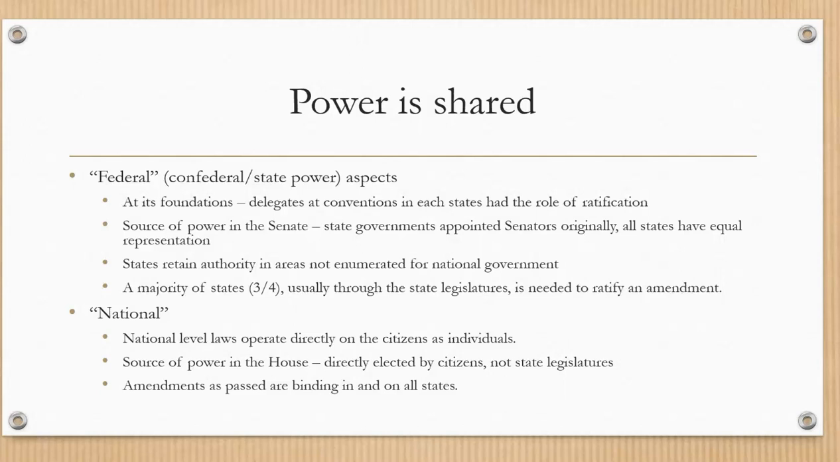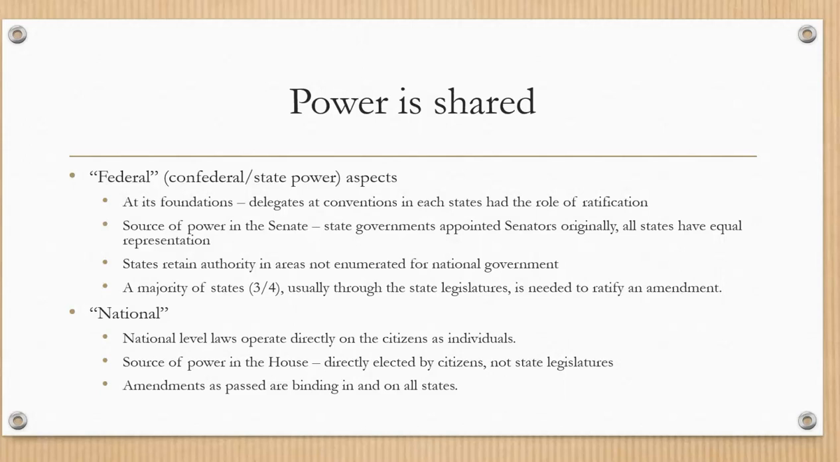And then finally, the amendment process is binding in and on all states. So if an amendment is passed, while it might be true that 3/4 of the states have to ratify it, what if 25% of the states didn't ratify it? They voted no. Well, that amendment is still binding on that state. And so that shows how the national government as a consolidated whole is operating. Those amendments are functional in every state, not just in the states that voted for them and opted into them, but in all states.